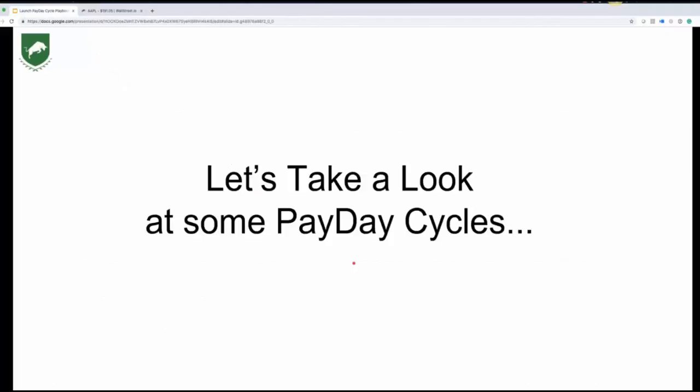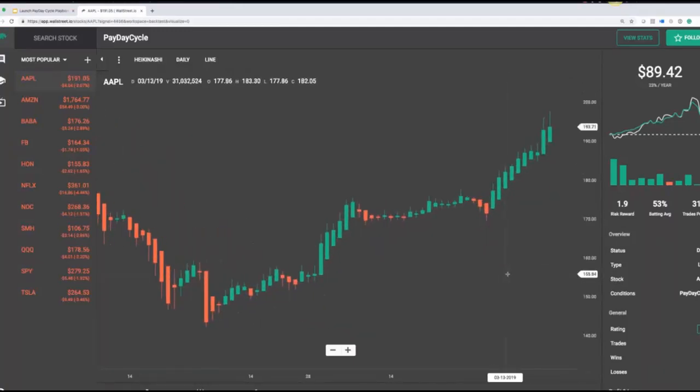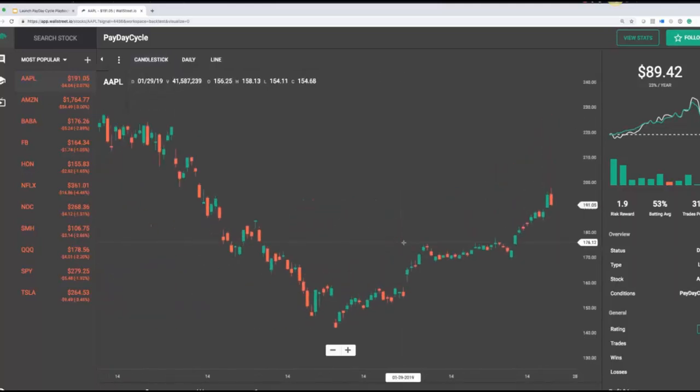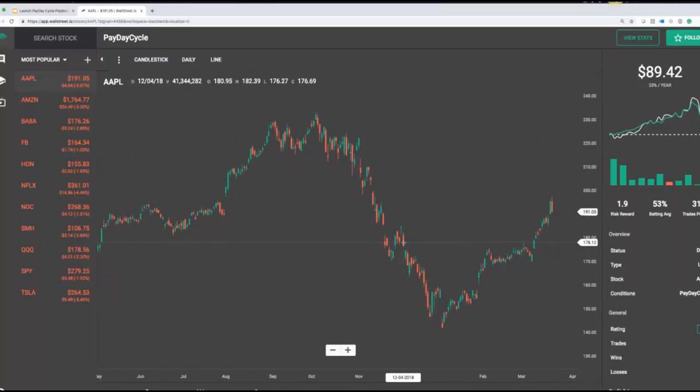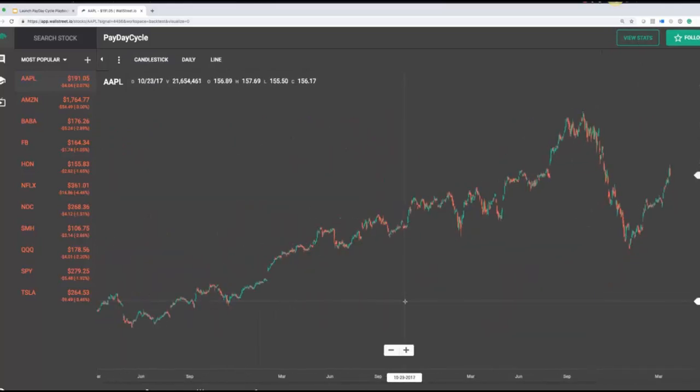All right, so let's take a look at some payday cycles. Again, I want to go into a little more detail here for you. But the most basic idea is that with a Heikin-Ashi chart, which is different than your candlestick chart, you're able to see the trends a lot easier. It smooths out the trend. It makes it easier to see direction. And also, one of my favorite parts about it is it eliminates a lot of noise.